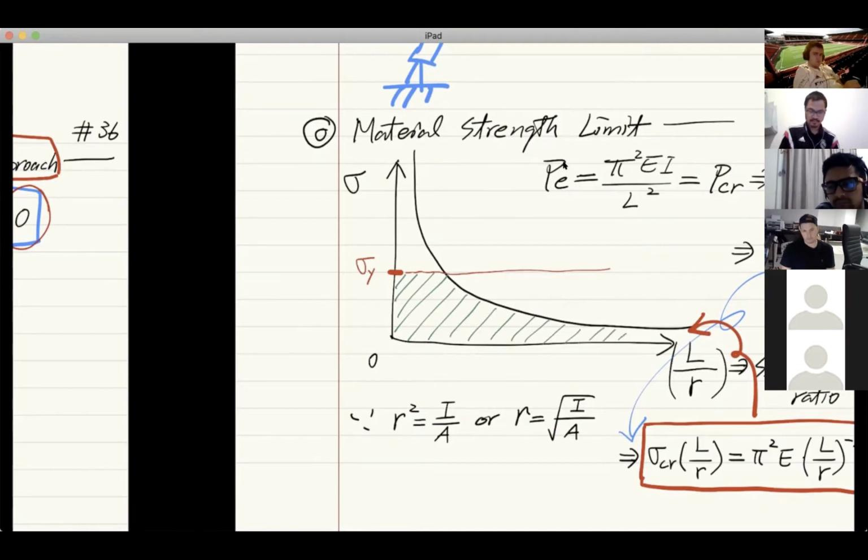Because in this region, which is right here, above PCR, there's what we call what? Buckling. You may call it buckling failure.